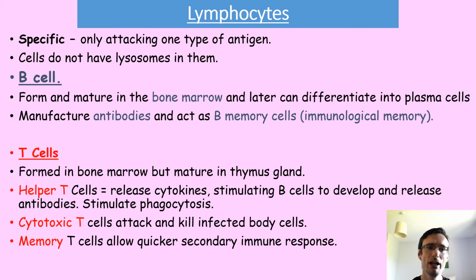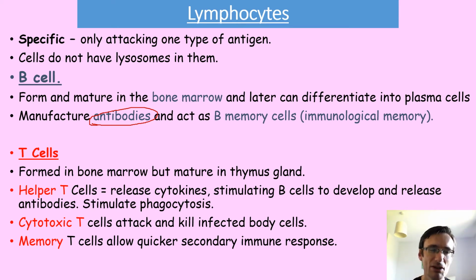There are two types of cell we're going to look at: B cells, or B lymphocytes, which form and mature in the bone marrow, and later differentiate into plasma cells. They are the cells that manufacture our antibodies, so they're absolutely critical. This is often the question you get at A level: how does the presence of a bacteria lead to antibody production? That could literally mean you start from phagocytosis, then T cells, then B cells. They turn into plasma cells to manufacture antibodies, and they also become B memory cells.